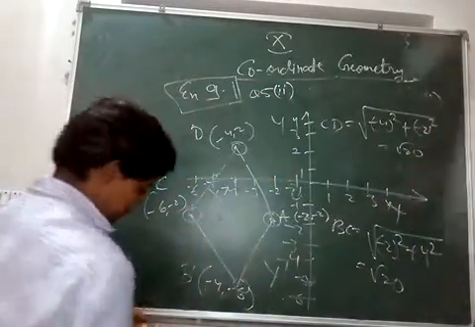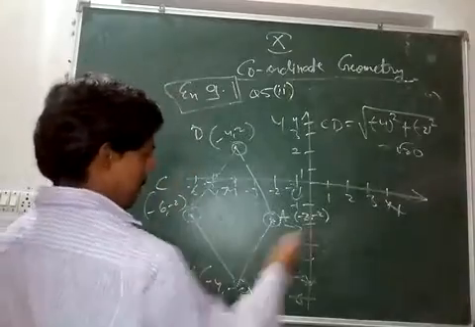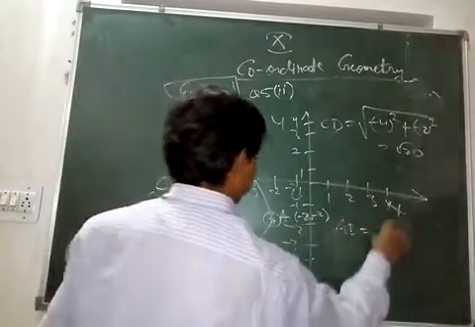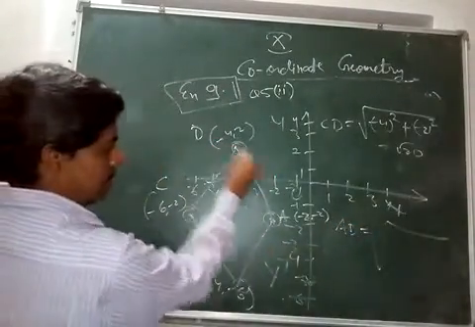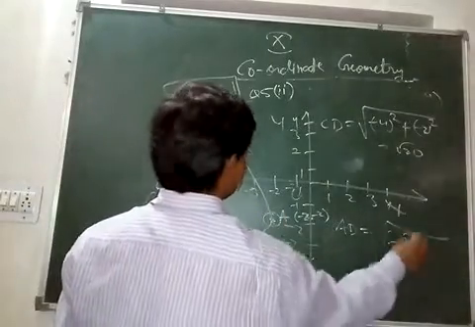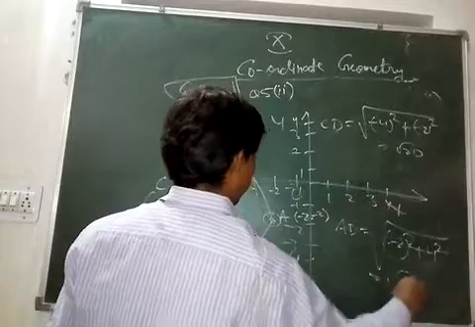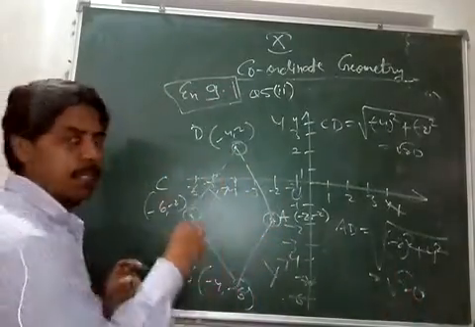And finally you can find AD. So AD you will find as root of -4 plus 2, which is -2, and 2 plus 2 is 4. That's again root 20. So this is confirmed as a rhombus.